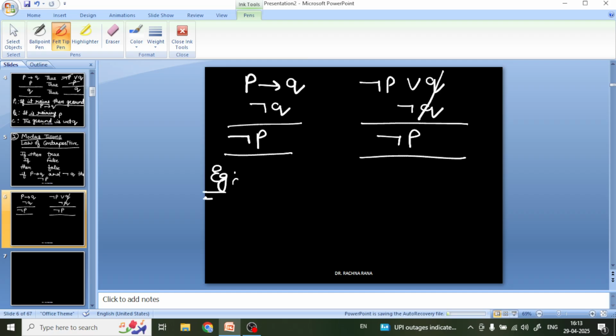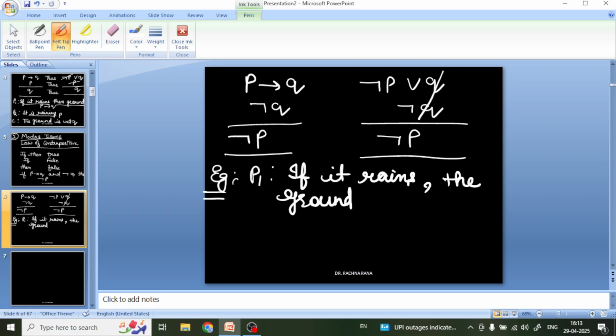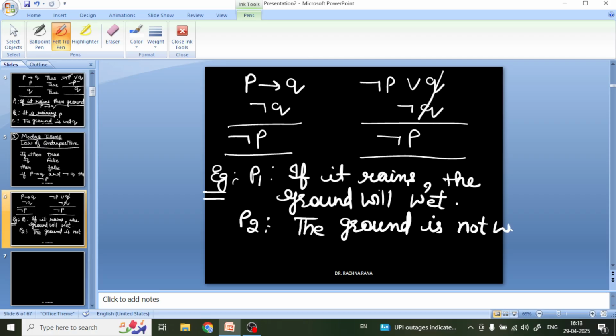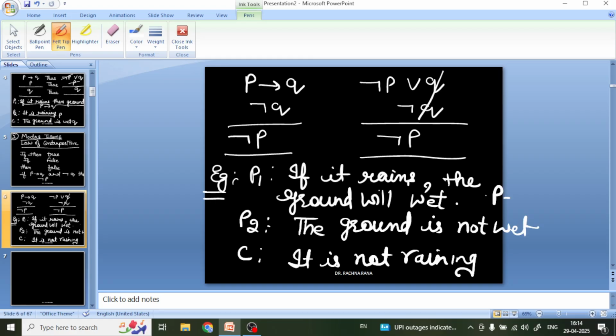Example. P1: if it rains, the ground will be wet. P2: the ground is not wet. Conclusion: it is not raining. So that's why this is modus tollens. P implies Q, not Q, the result will be not P.